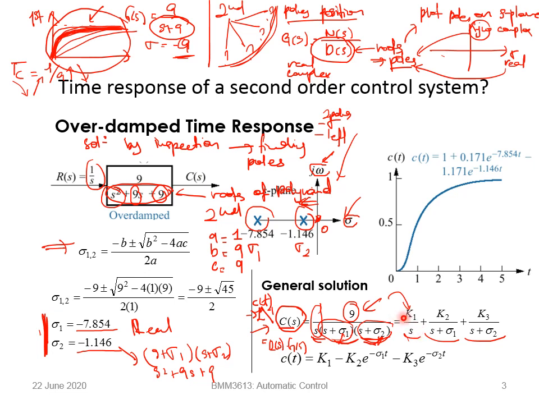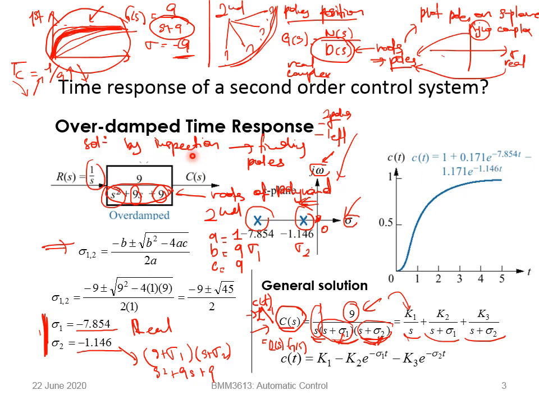So if you do the partial fraction, we will find the final equation is basically k1 equals 1, k2 equals this coefficient 0.171, and k3 equals 1.171. So at the end, this is our final time response, and when we plot it, the curve will look like this, right? The curve will look like this. So this is what we call an overdamped time response.